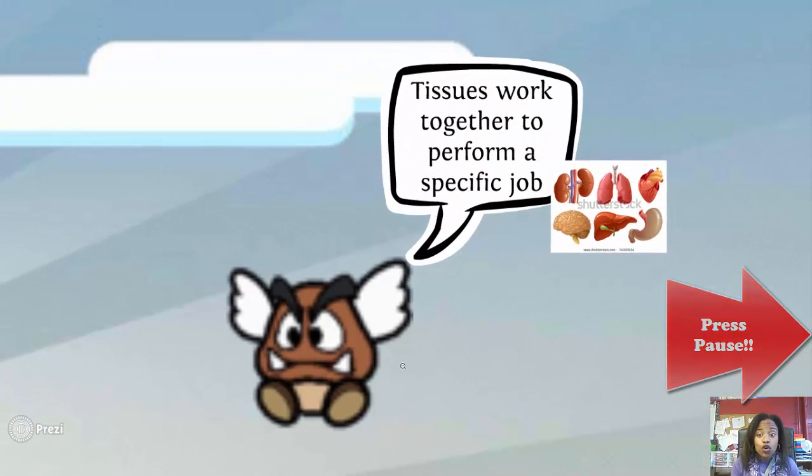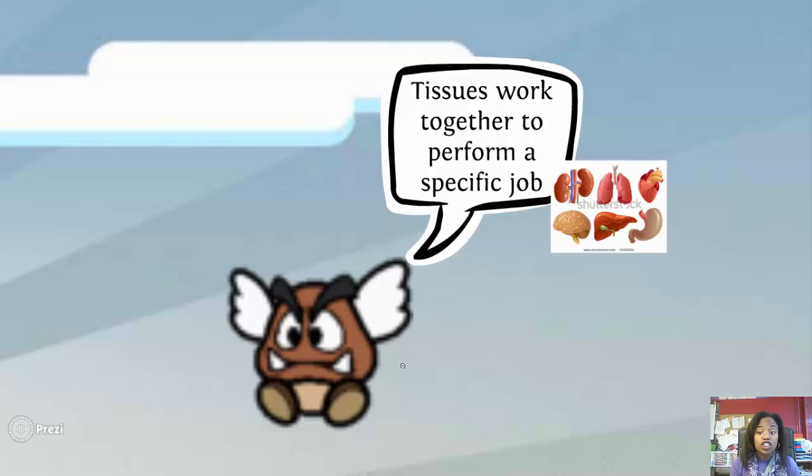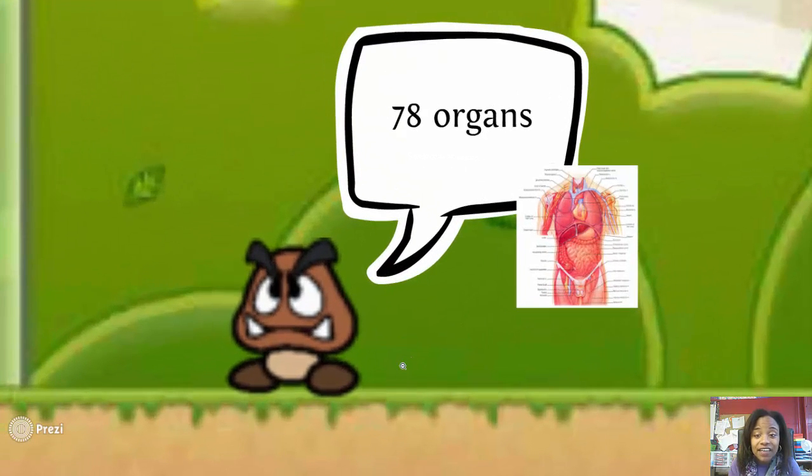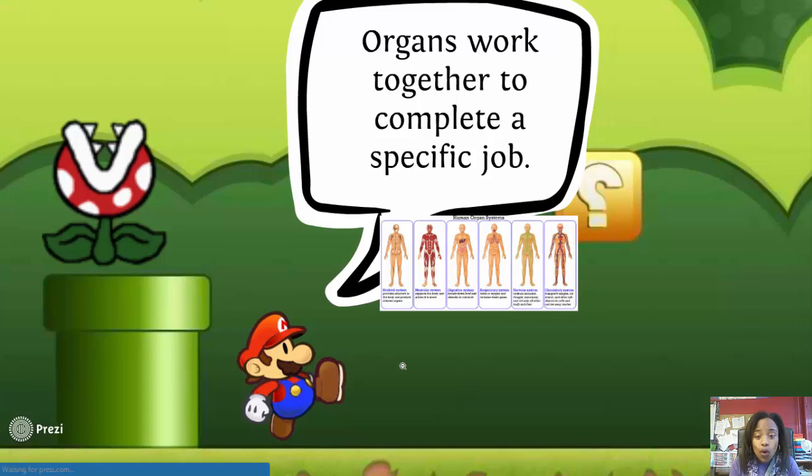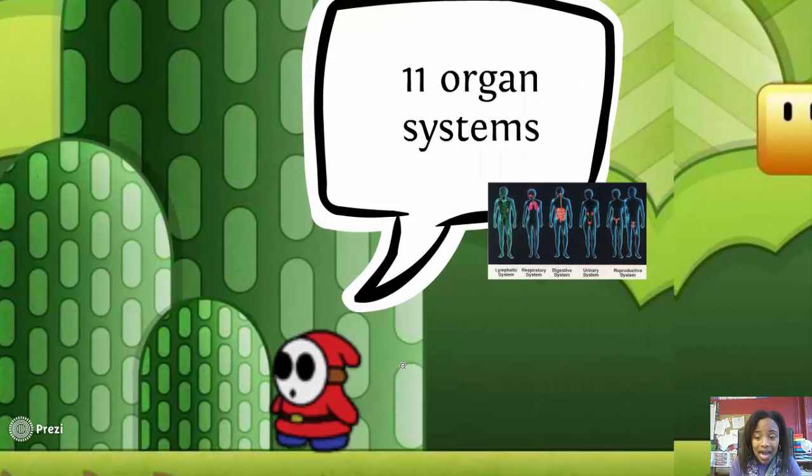All right. So, when a group of tissues work together to perform a job, you get what's called an organ. I know you guys know all about different organs in your body, like the brain and your heart. But did you know there are 78 organs in the human body? That's a lot of tissues and cells working together to create all these organs. When all these organs are working together to complete a job, you get what is called an organ system. And there are 11 organ systems in the human body.